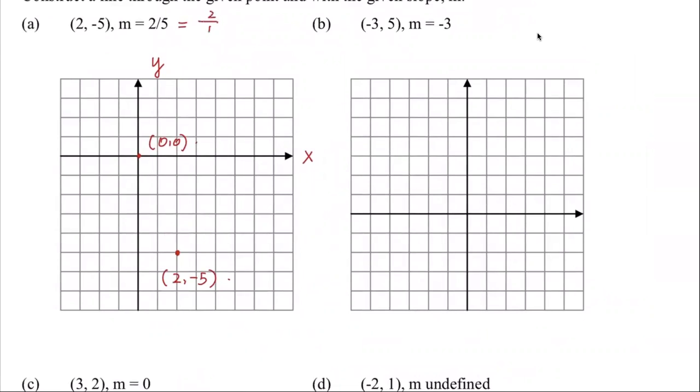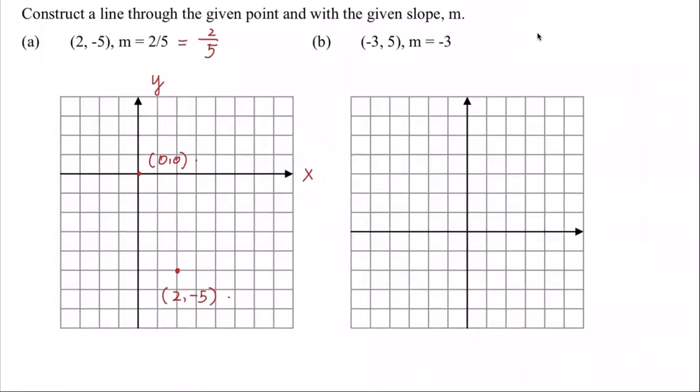Because the slope is a fraction, we don't need to further manipulate this number, because this fraction already tells us the rise is equal to 2 and the run is equal to 5. So we can read the rise and run directly off the fraction. We know rise is equal to 2 and run is equal to 5.